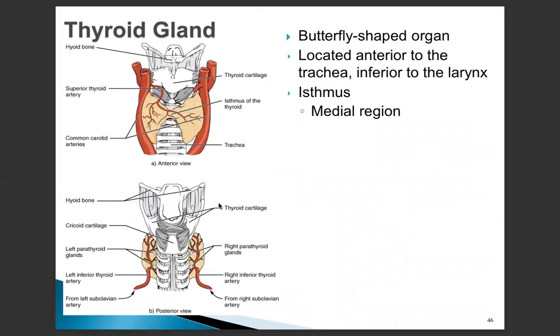With the thyroid gland, it is a butterfly-shaped organ located anterior to the trachea, inferior to the larynx. The isthmus is the medial region.